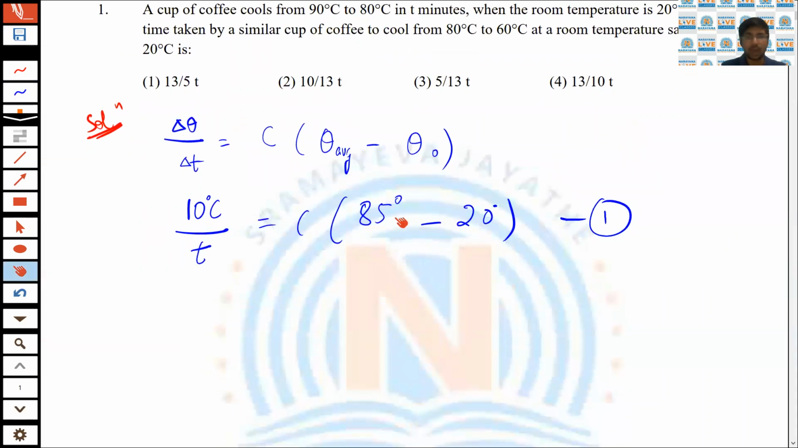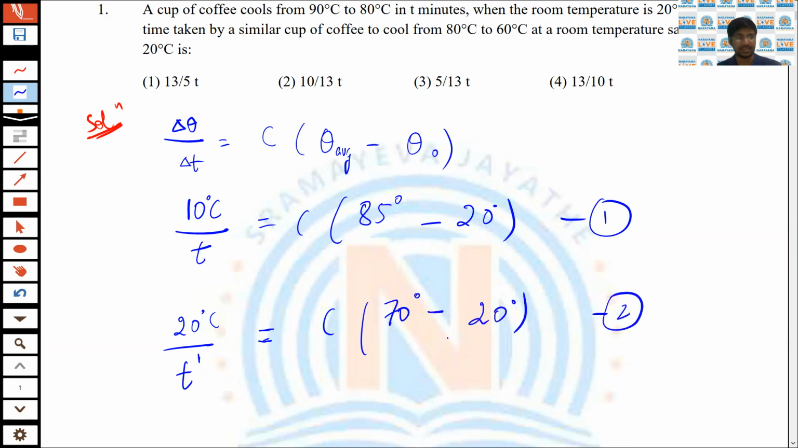Now let us take the next case. You have to find the time taken for the similar cup of coffee to cool from 80 to 60 degrees centigrade, which makes the temperature difference 20 degrees centigrade. Let's take that time as T dash. The average temperature here is 70 degrees centigrade, minus the surrounding temperature, which remains the same, 20 degrees centigrade.